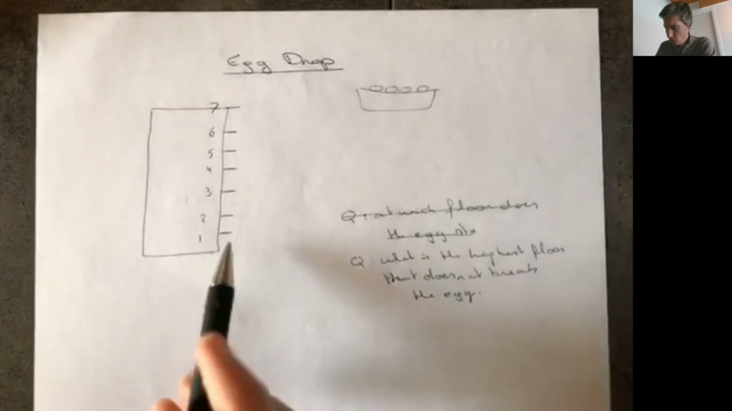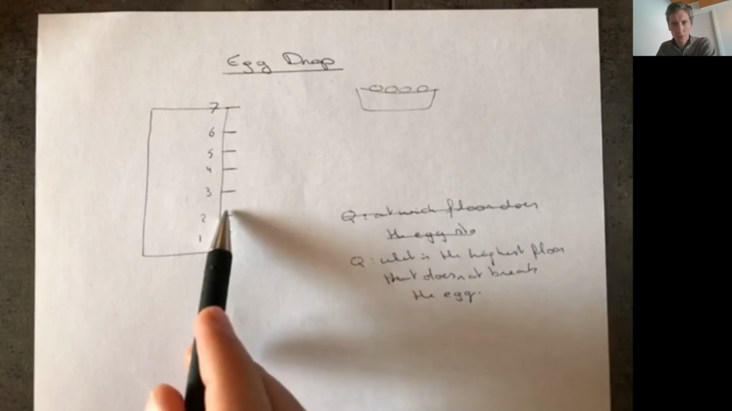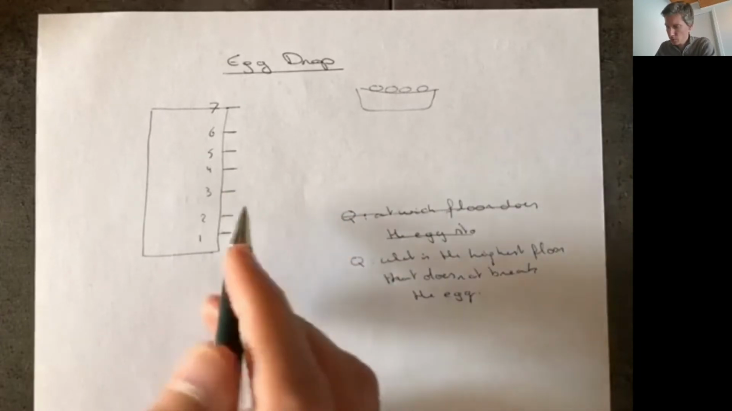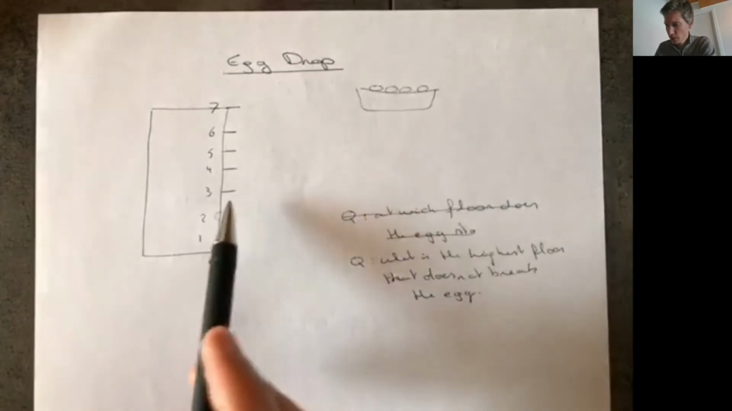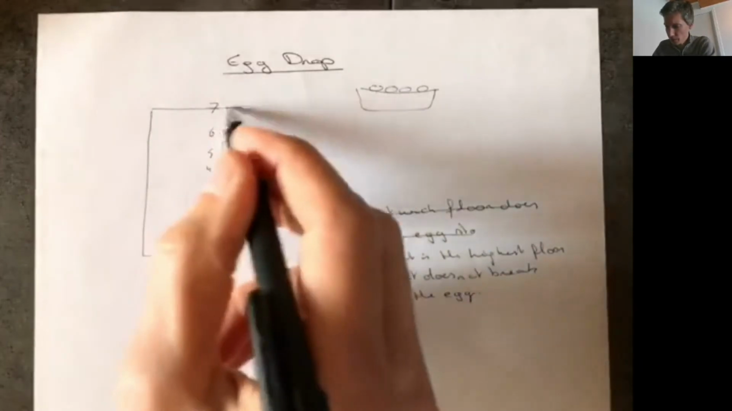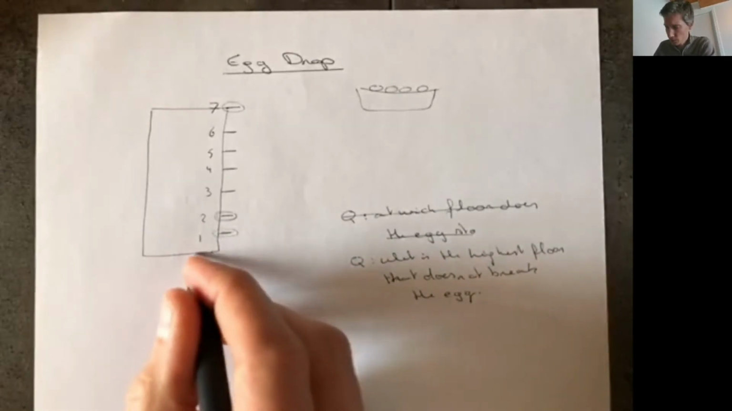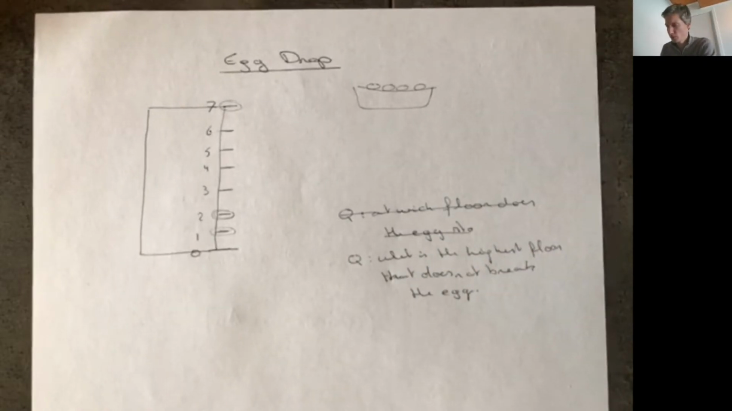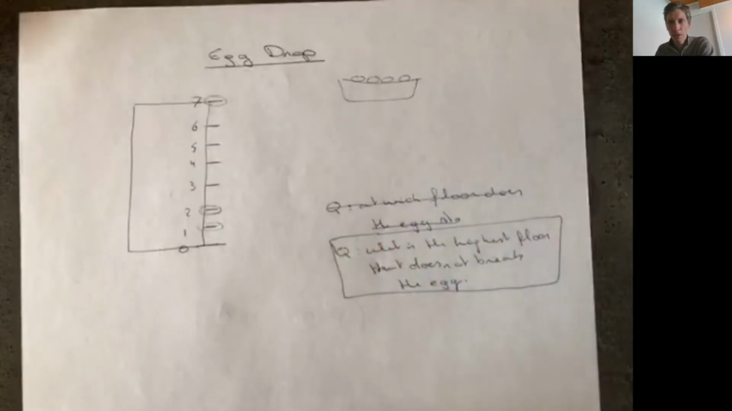Okay, so if I drop my egg from the first floor and it doesn't break, then I can consider the second floor. If it still doesn't break, I can consider the third floor. If it breaks from the third floor, then I know that the highest floor from which the egg doesn't break is the second floor. Okay, so that's the question. If the egg never breaks, then my answer is 7. If the egg already breaks from the first floor, then my answer is 0. Okay, and you assume that the egg never breaks at floor 0.